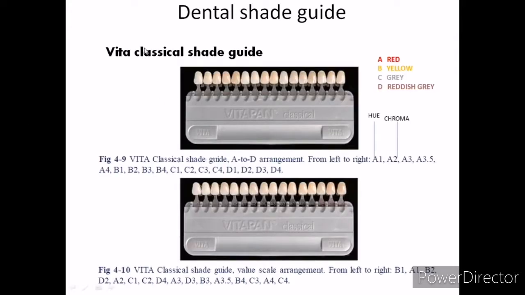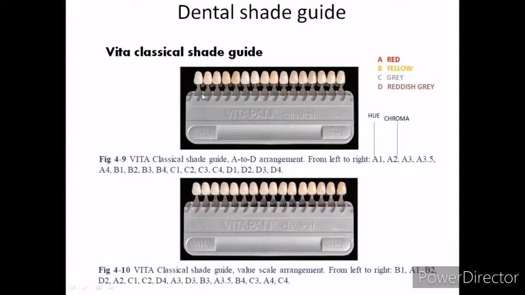So now let us come to dental shade guides. This is Vita Classical Shade Guide. You have two parts in it. This is Vita Classical Shade Guide in A to D arrangement, and this is in value scale arrangement. Value scale arrangement is usually from light to dark, that is B1 to C4. So B1 is the lightest shade. Even when compared to A1, B1 is going to be lighter.